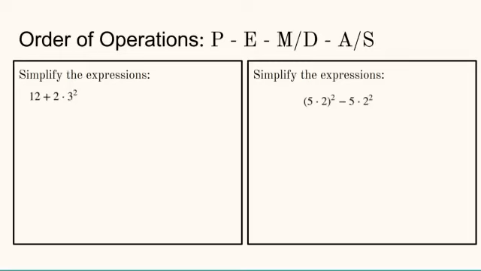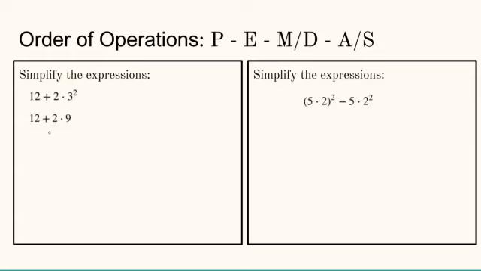And we have 12 plus 2 times 3 squared. So the first thing that I would want to do is to do that exponent. There's no parentheses, so I'm going to do the exponents. Notice I have up here at the top, parentheses, exponents, multiplication and division, addition, subtraction. That's what that's there for. You might have heard this as, please excuse my dear Aunt Sally. Just be sure that you know multiplication and division have equal power and addition and subtraction have equal power.